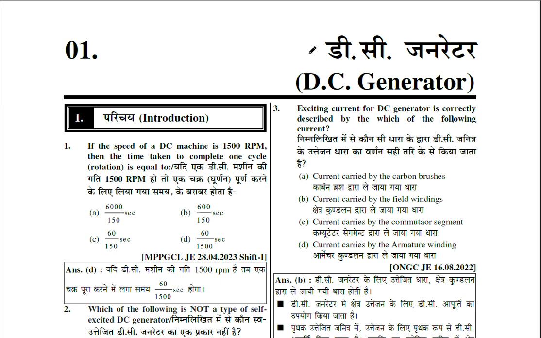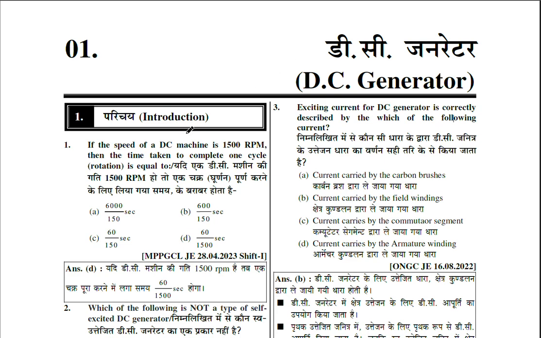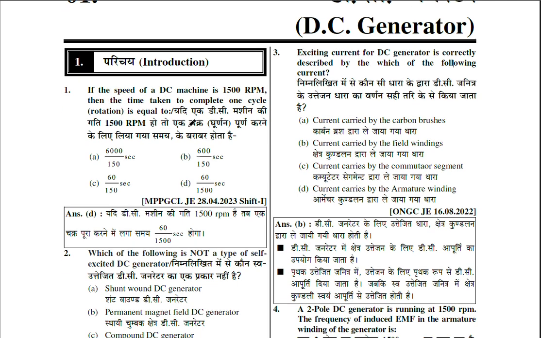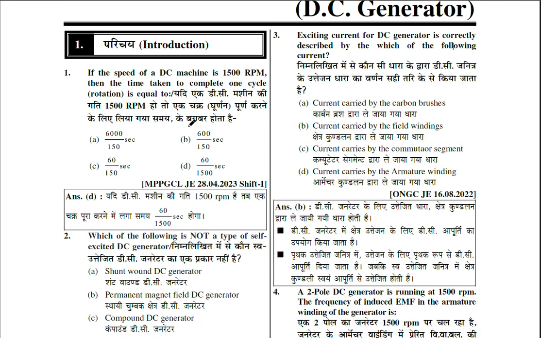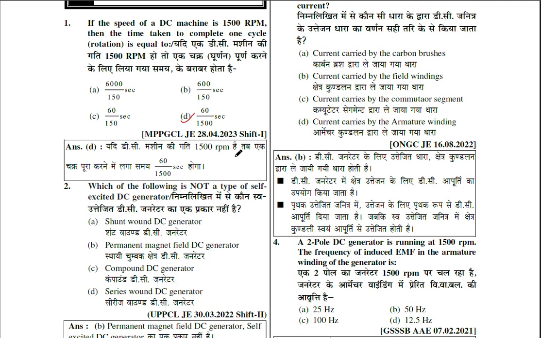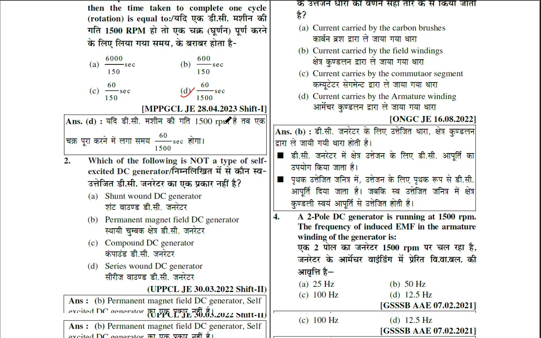Here are the questions regarding the DC generator introduction. Coming to the first question: if the speed of your DC machine is 1500 RPM, then the time taken to complete one cycle rotation. Option D is the correct answer, that is 60 by 1500 seconds. That means 1 minute has 60 seconds. So option D, 60 by 1500 seconds, is the correct answer.